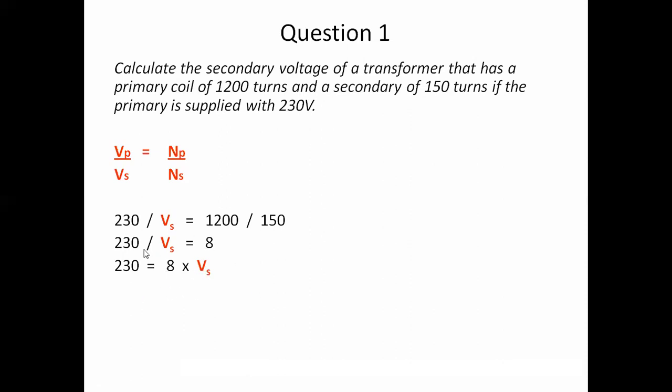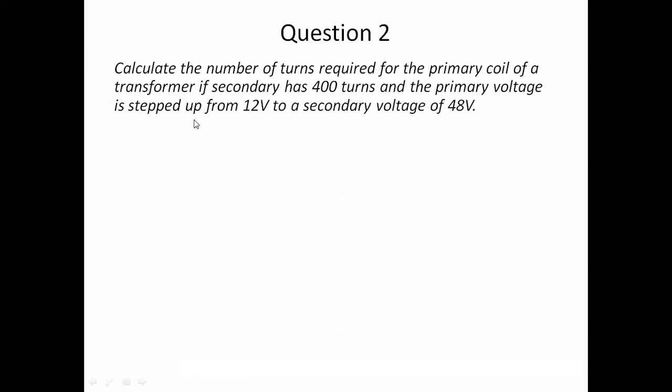Not 8 volt. This is the ratio here which is solved here. 1200 divided by 150 is 8. So what is the answer? 230 divided by 8 is 28.8 volts will be available in the secondary.